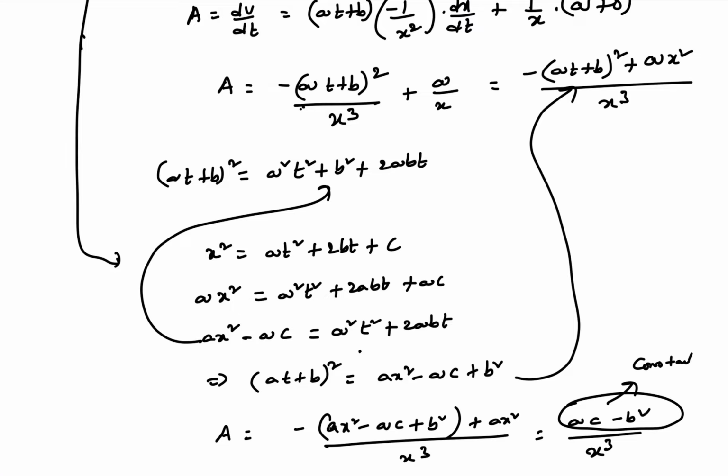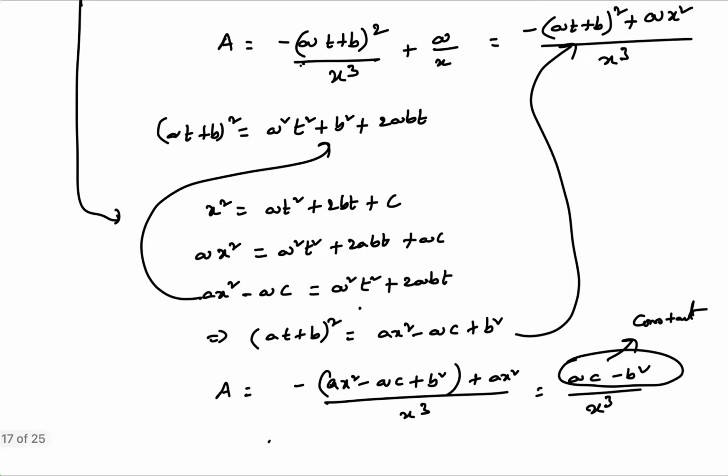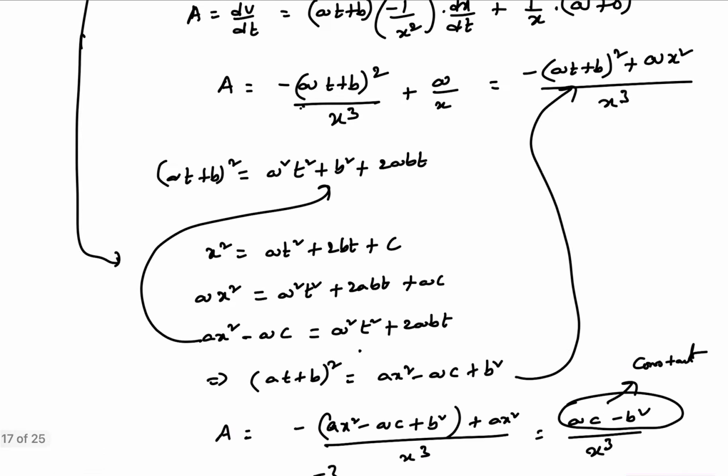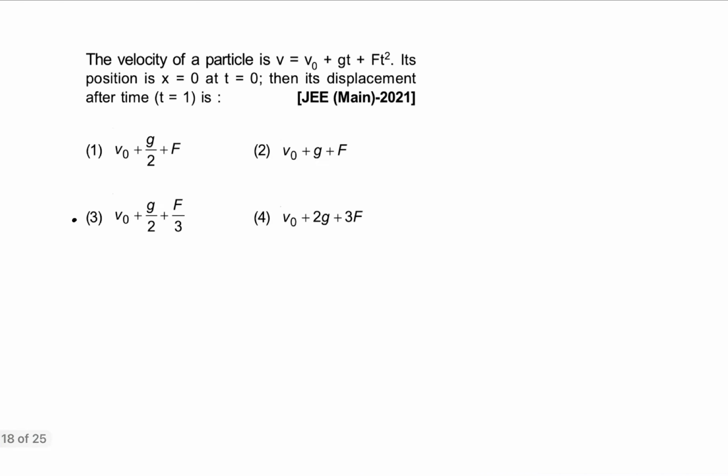Now you can see all are in terms of the constants only. These are constants. Okay, if it is constant, we can see acceleration is directly proportional to x to the power of minus 3. If x to the power of minus 3 is there, you can get the answer is how much? 3. Okay, observe carefully.